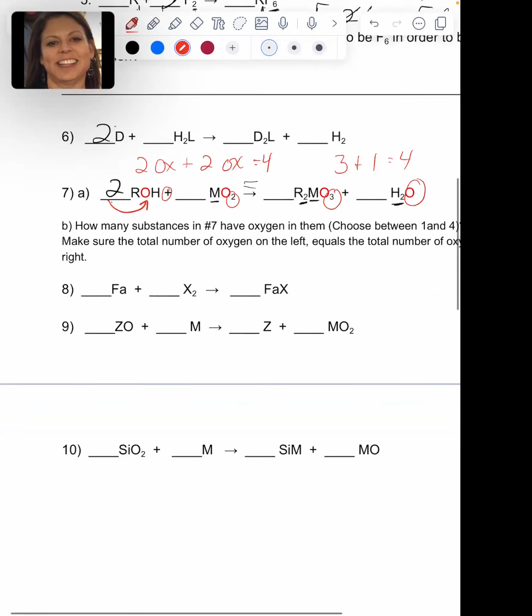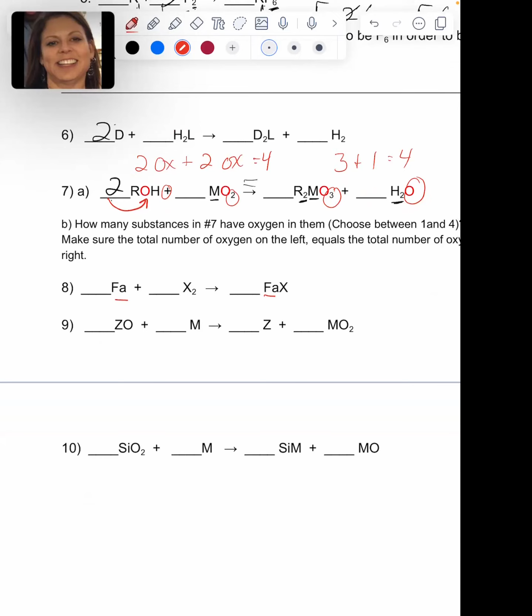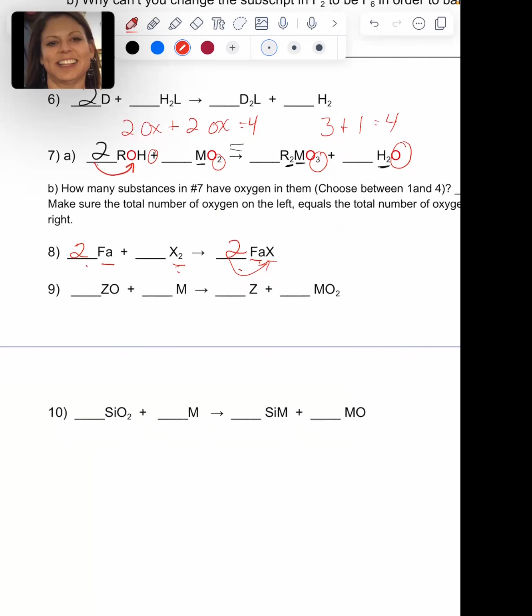Next one. 1Fa, 1Fa. 2x, 1x. Put a 2 there. Now I have 2 FAX. So we have a capital letter and a lowercase letter. So that's one element. Each capital letter is a new element. So 2FA, and now I need 2FA on the left. So I put a 2 there. And that's balanced. 2FA on the left, 2 on the right, 2 X's on the left, 2 X's on the right. Double check and then make sure that ratio is simplified.